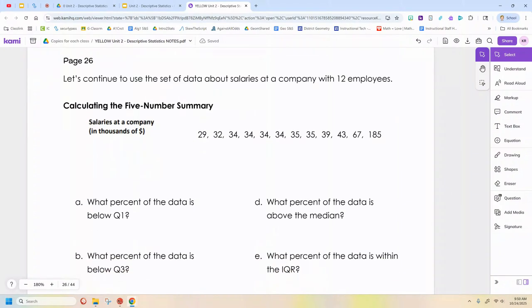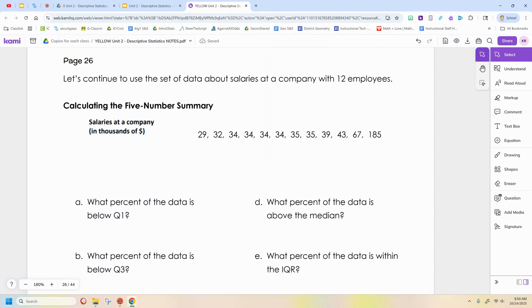So let's continue to use this set of data about 12 employees. Of course, it's made up, and these numbers are in the thousands. So my annual salary is $39,000. My annual salary is $34,000. The lowest paid person is $29,000. The highest paid person is $185,000. Guess who that person is? The boss. Okay. So we're going to do this one by hand.